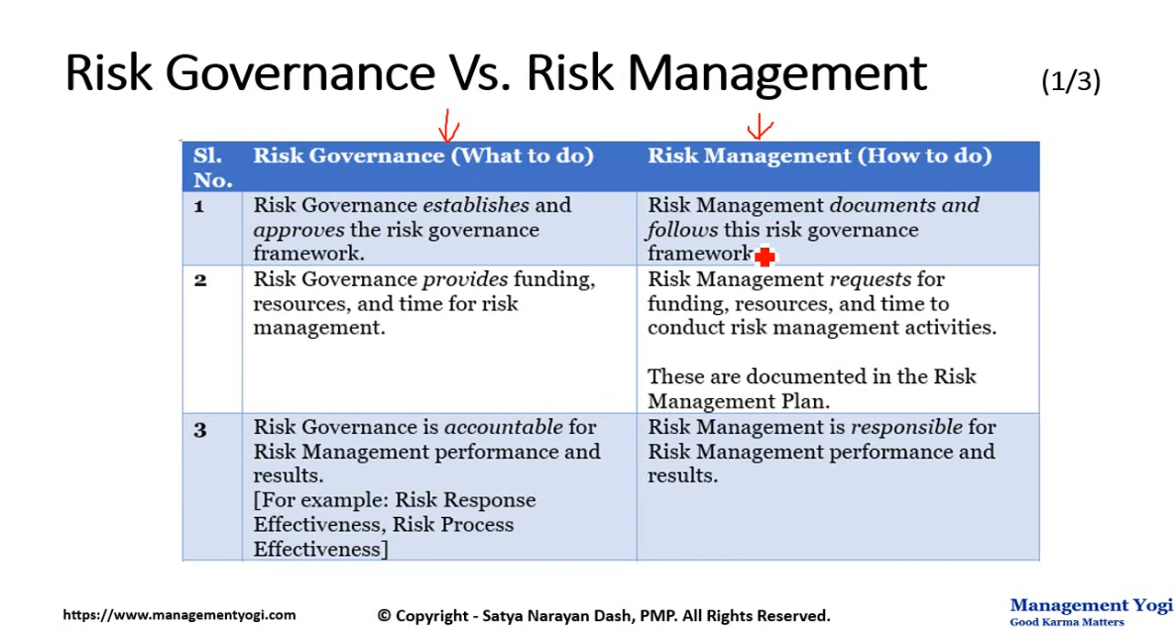At this stage, I would like to say this is not only applicable for projects, this is applicable also for programs or portfolios. For example, rewording, I can say program risk governance establishes and approves the risk governance framework of the program. On the other hand, program risk management documents and follows this program risk governance framework.